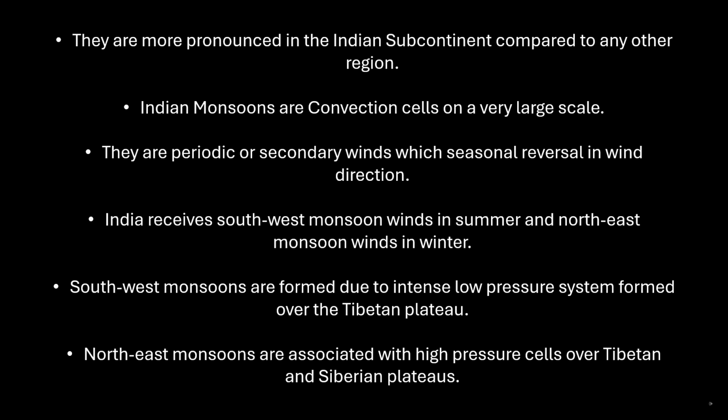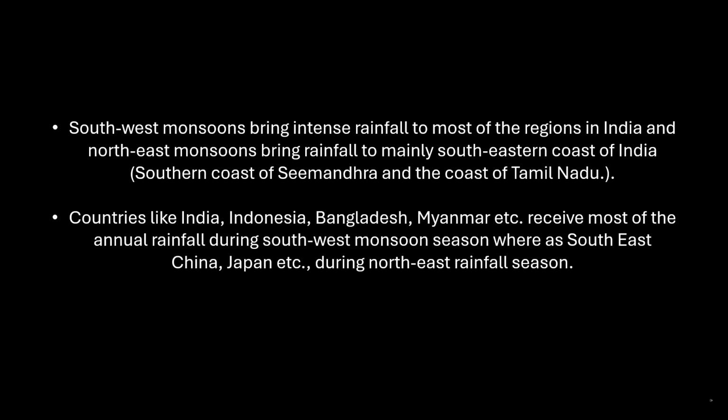Southwest monsoons are formed due to an intense low-pressure system formed over the Tibetan Plateau. Northeast monsoons are associated with high-pressure cells over the Tibetan and Siberian plateaus. Southwest monsoons bring intense rainfall to most of the regions in India, and northeast monsoons bring rainfall to mainly the southeastern coast of India, the southern coast of Sumatra and the coast of Tamil Nadu.